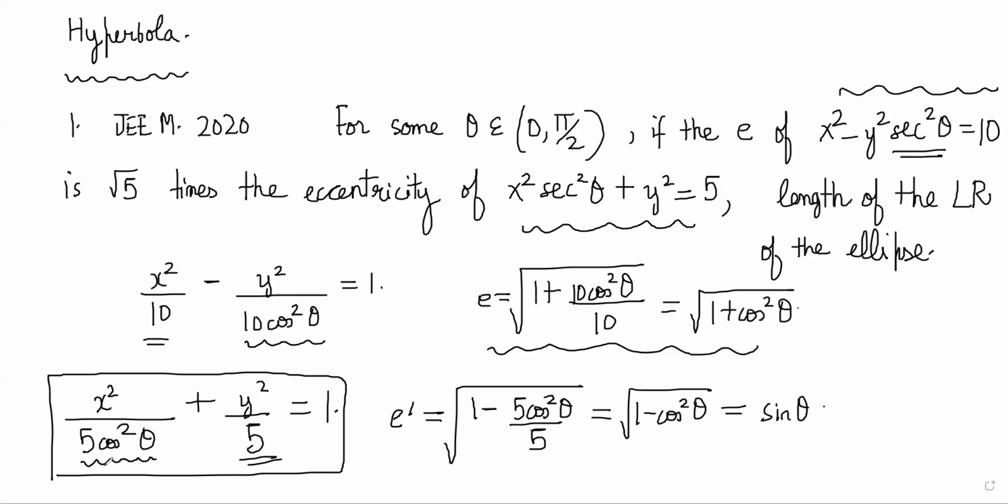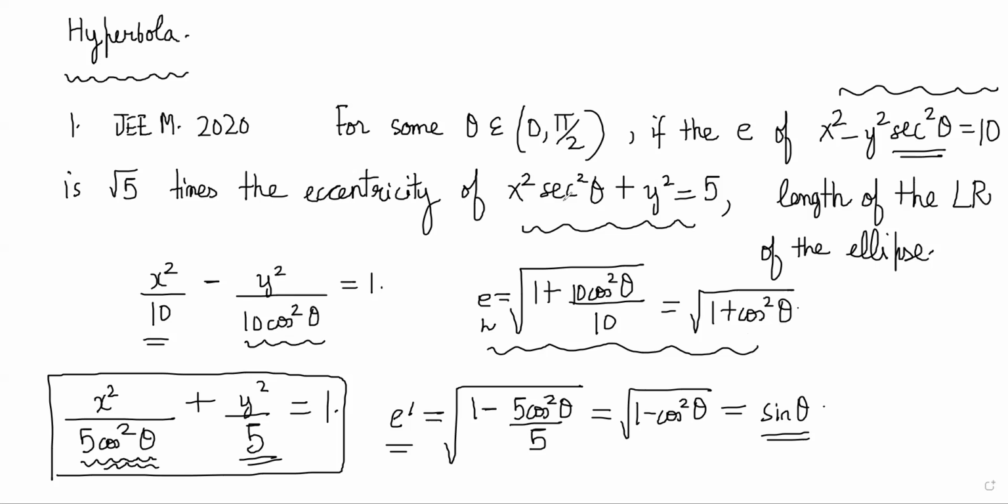So the key thing to understand is don't use the formulas blindly. You have to realize which one is the major axis of the ellipse, whether it is the x-axis or y-axis. And if you figure that out properly, then you get the correct eccentricity here. And now the question has said that the eccentricity of the hyperbola is root 5 times the eccentricity of the ellipse. So that should hopefully give us a condition on theta, right?